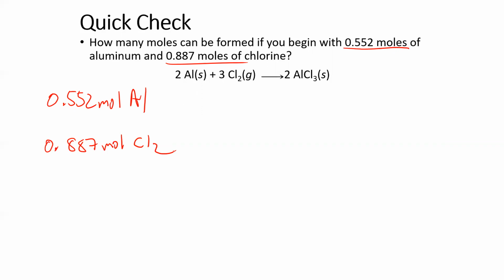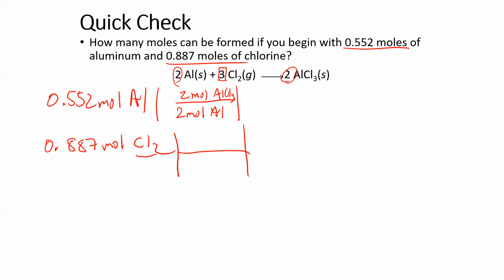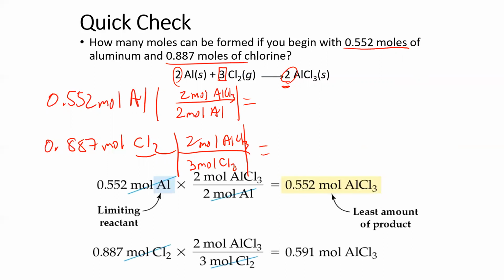So just do a double stoich. I'm going to do 2 mole ratios. So if I go here, per 2 moles of aluminum, there's 2 moles of aluminum chloride. And I don't even pick up my calculator. I just set up the next one. Per 3 moles of chlorine, there's 2 moles of aluminum chloride. Then I pick up my calculator and I perform the calculations and I get 2 answers, right?